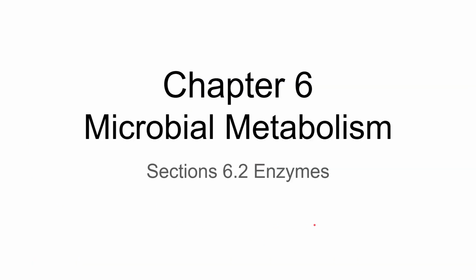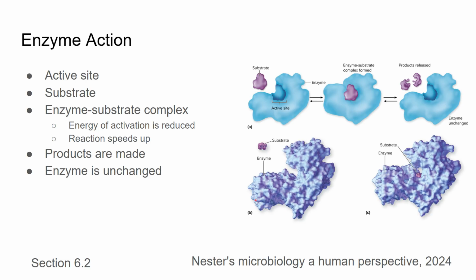Okay, so now we've finally moved on to section 6.2. We're going to be looking at enzymes. So enzymes have a few major things. First off, we have the enzyme, that's this big blue blob right here. And then we have something called an active site. The active site is going to be where enzymes can interact with substrates and catalyze reactions.